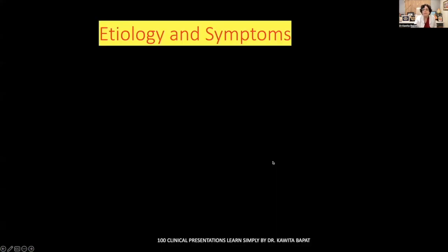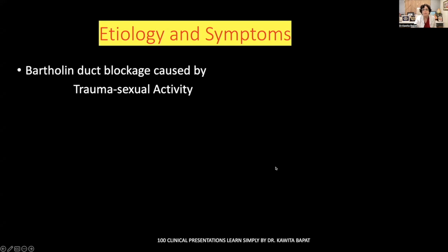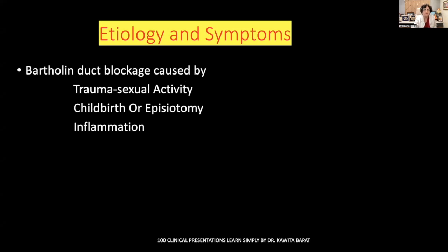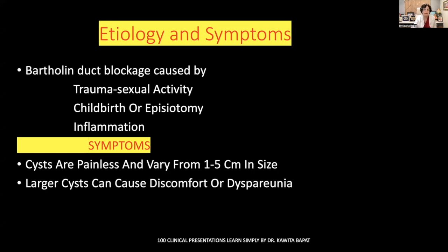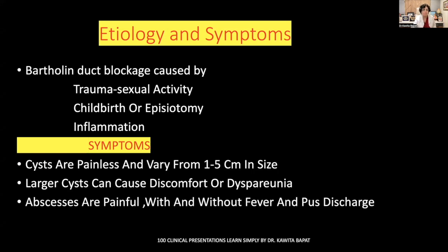Now, what are the etiology and the symptoms of a Bartholin cyst? Bartholin duct blockage can be caused by trauma, sexual activity, childbirth or episiotomy, or sometimes inflammation for an unknown reason. The patient comes with symptoms, especially a painless swelling or cyst, which can be 1 to 5 centimeters in size. A larger cyst can cause discomfort or the patient can complain of dyspareunia. Abscesses are painful. Sometimes this cyst turns into an abscess, with or without fever, and pus drains afterward.